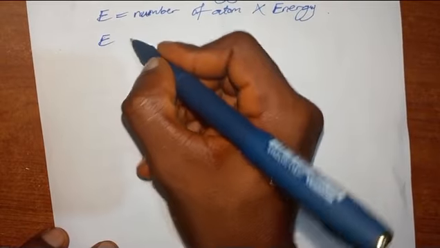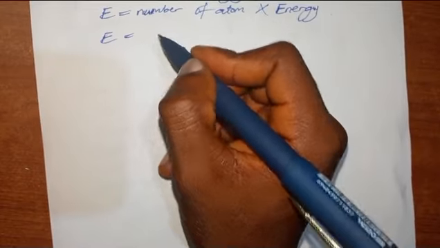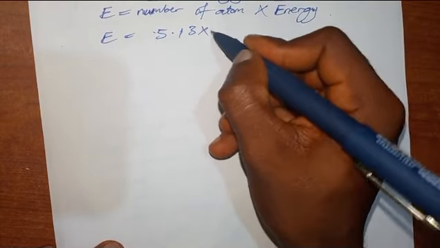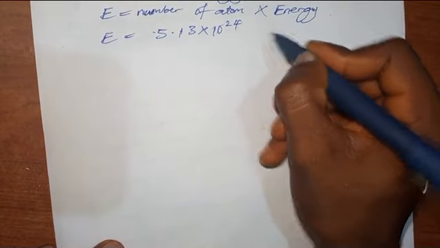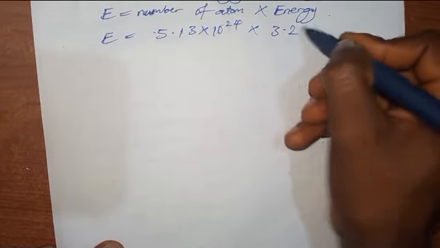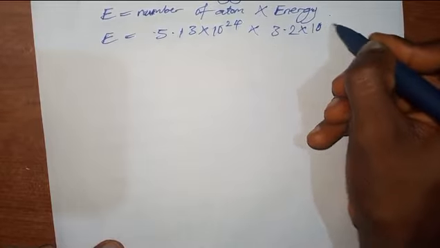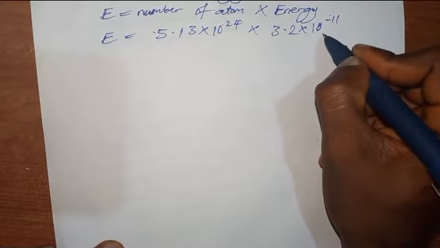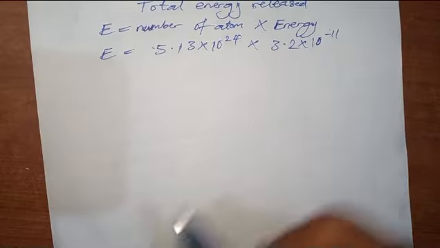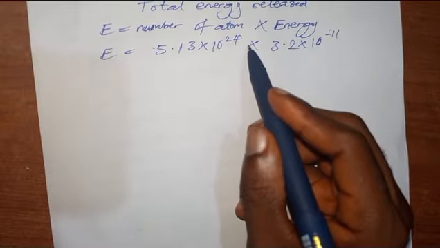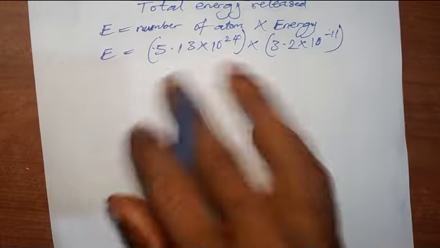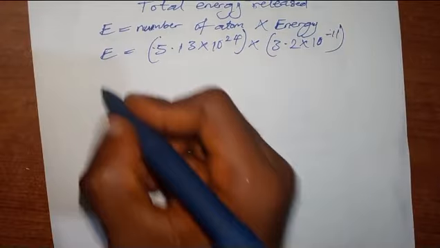So E is equal to the number of atoms that we had, which is 5.13 times 10 raised to power 24. If you don't understand, you can go back and check it. The value was there. Times 3.2 times 10 raised to power minus 11. This one is the 200 mega electron volts that we just converted to joules. While multiplying it, to avoid making a mistake or having a wrong answer, you may put this in bracket so that it gives you the correct answer. If you calculate that very well, you have your E.